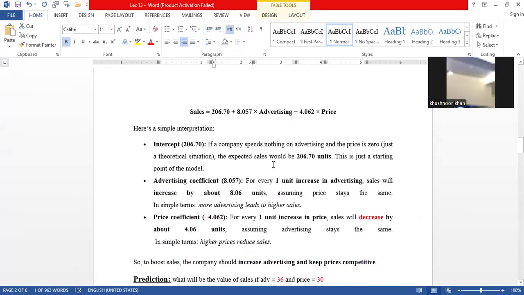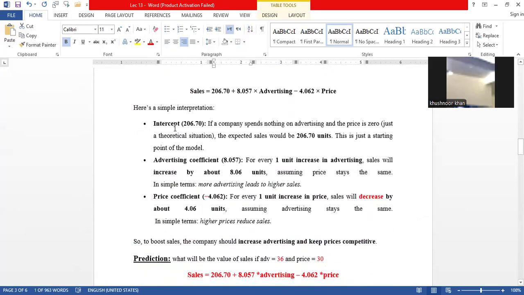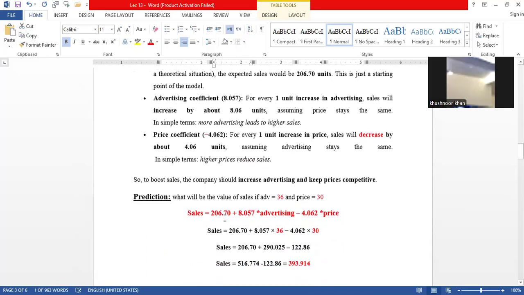सो ये मैंने इंटरप्रिटेशन आपको लिख दी थी नोट्स में. Go through this. It's very, very important, and you have to produce this thing in your exams. Good. So, क्या उसने कहा? So to boost sales, the company should increase advertising and keep prices competitive.